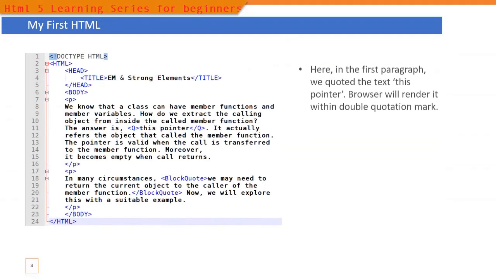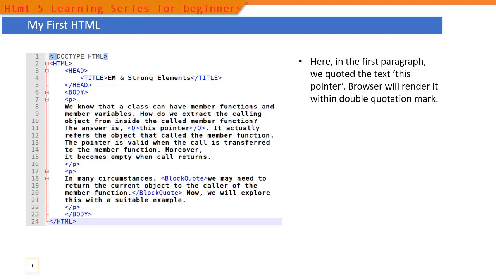Here in this example we have two paragraphs. In the first paragraph we marked the text "this pointer" as a quotation. That means we placed a Q tag. Q stands for quotation. So when the browser renders this, it will place this pointer within double quotes.